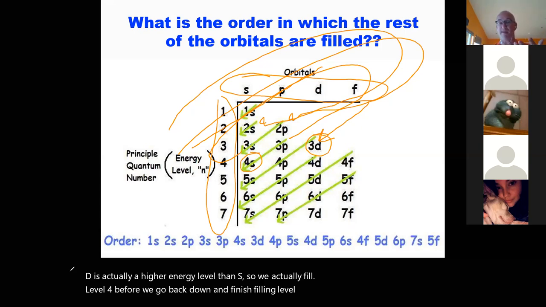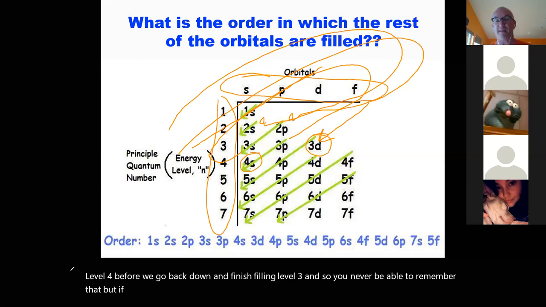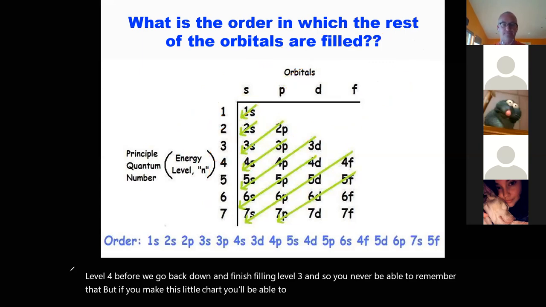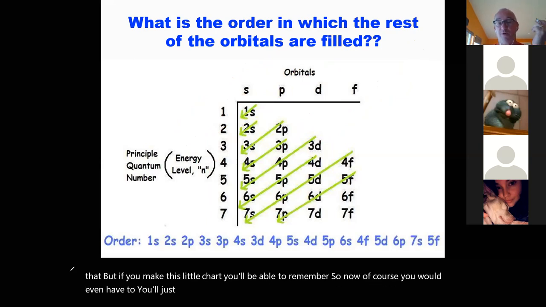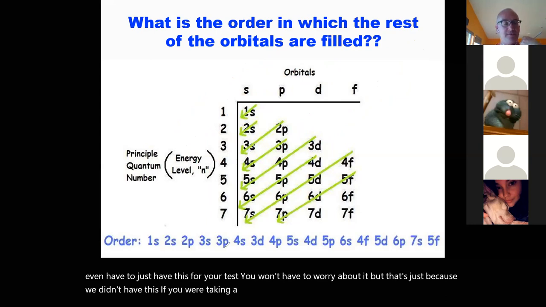And so you'd never be able to remember that. But if you make this little chart, you'll be able to remember. Of course, you won't even have to, you'll just have this for your test. You won't have to worry about it. But if you were taking a test without it, this would be the way to remember the order that they're filled in, okay?